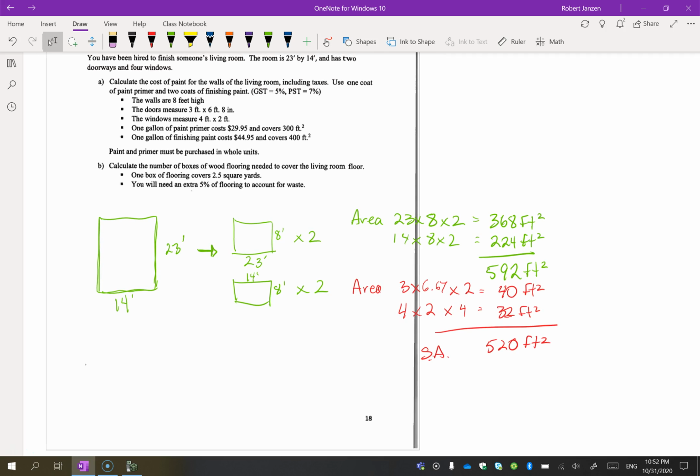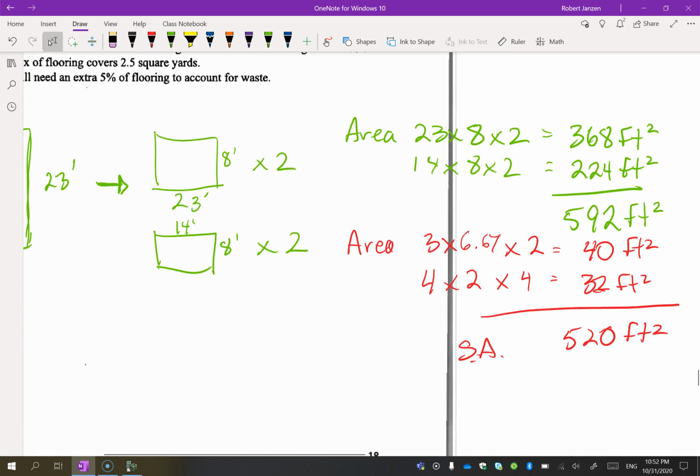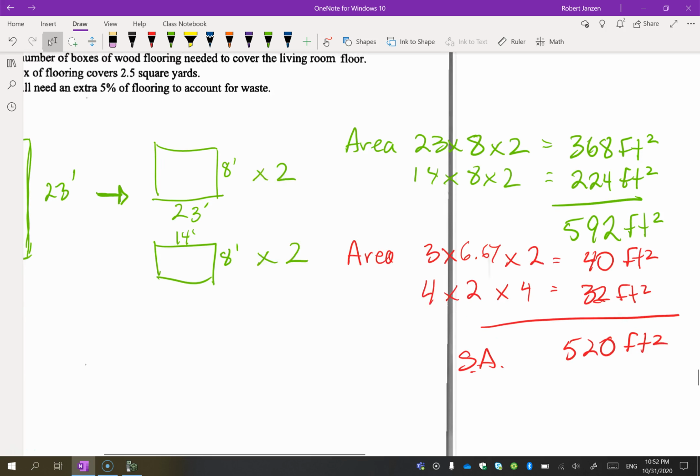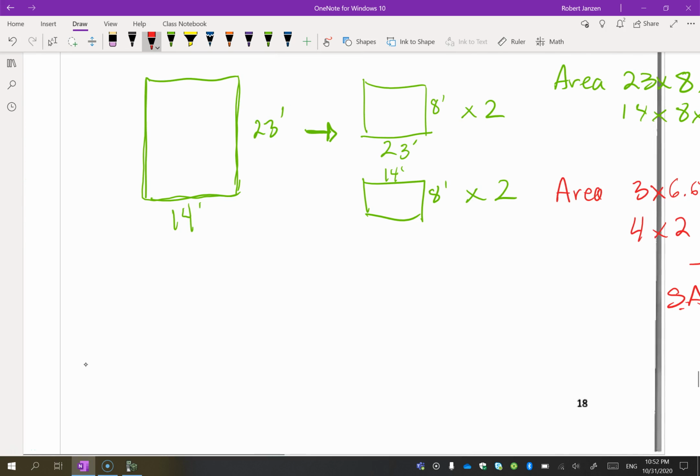Okay. It says to calculate the cost of paint. 1 gallon of paint primer covers 300 square feet. So just doing a quick look, we need 520 square feet. We're going to need to buy 2 gallons, right? Because 300 square feet is not going to cover the 520, so we have to buy the 2 full gallons. Okay, so let's write that down.